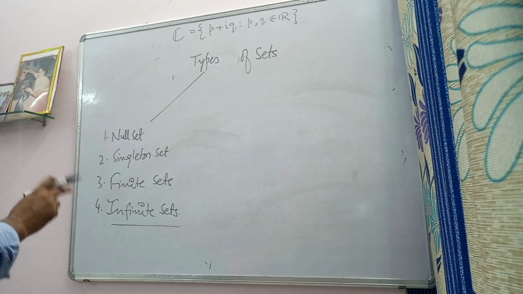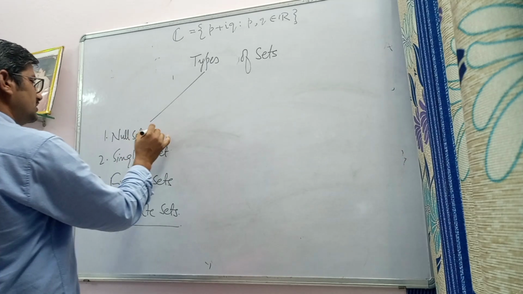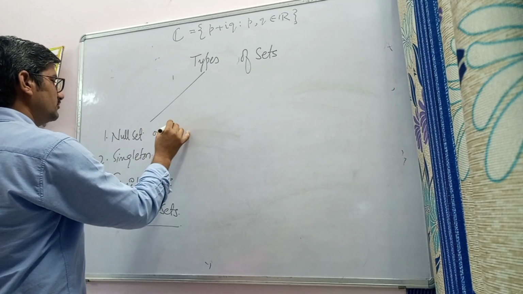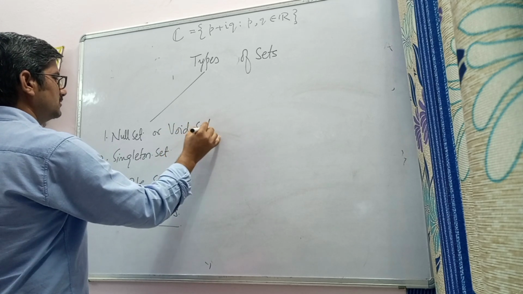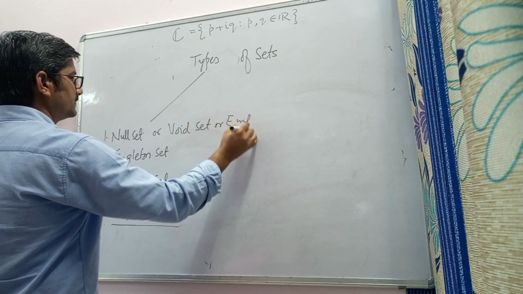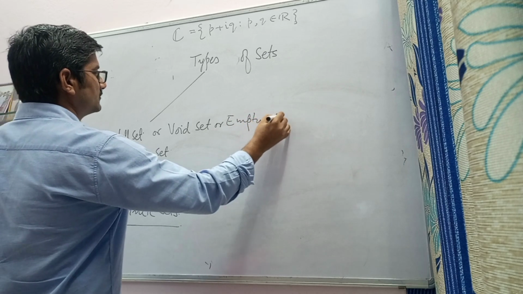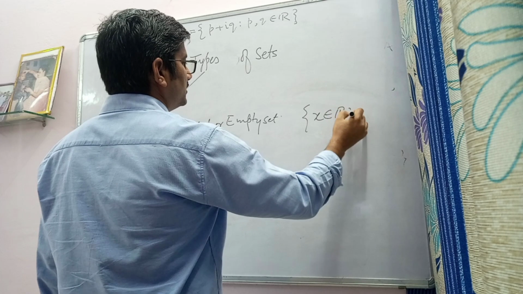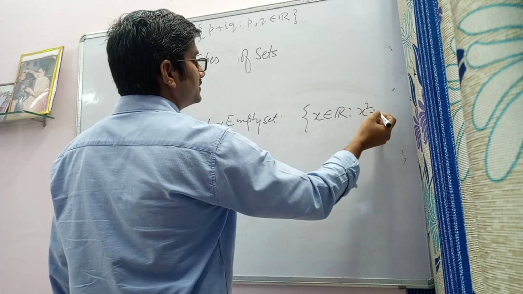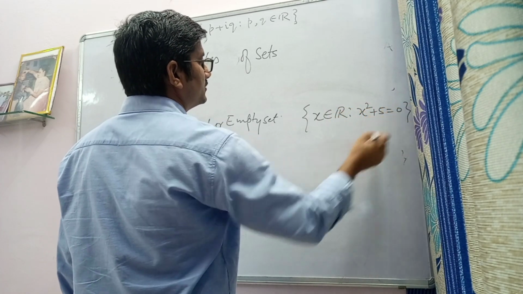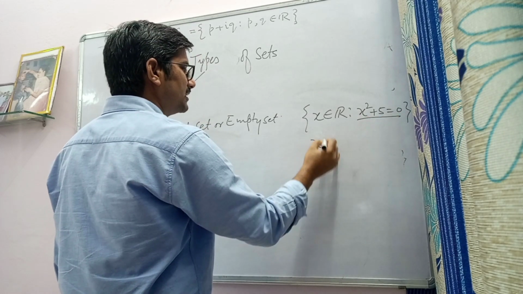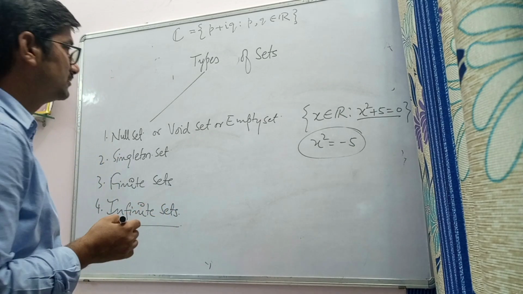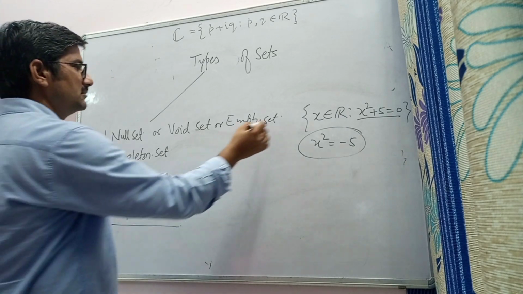Next we will discuss the types of sets. The null set, which contains no elements, is also said to be the void set or empty set. For example, I am writing x belongs to R and x square plus 5 is equal to 0. If you solve this quadratic equation, x square is negative, so you cannot get a real solution of this equation. So this set is the void set.